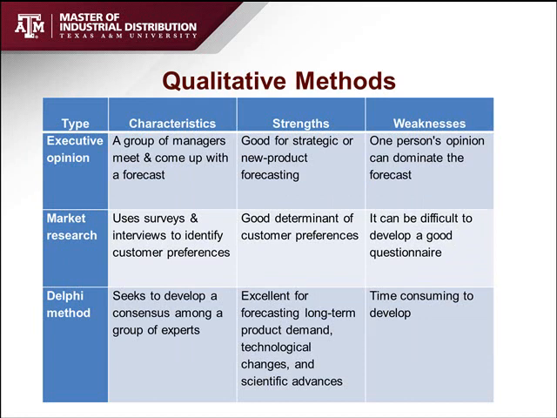The first one is the executive opinion. In this case, you basically bring a couple of or more managers and executives together to come up with a forecast. This is usually good for strategic planning and new product forecasting. The problem you may face is that one person basically can dominate the forecast, especially high-level executives. When they talk first, that may basically be repeated by the others in the group.